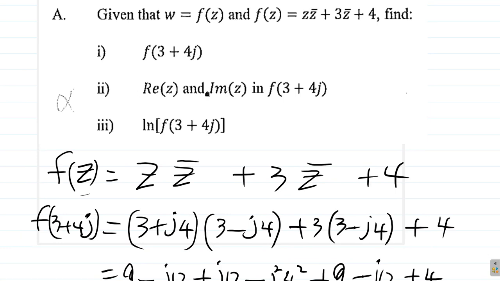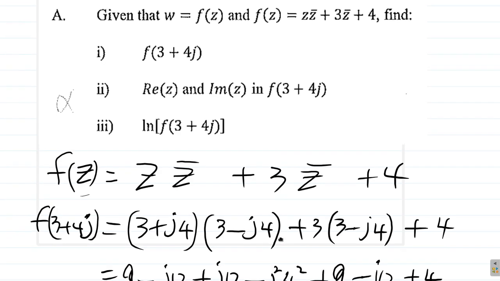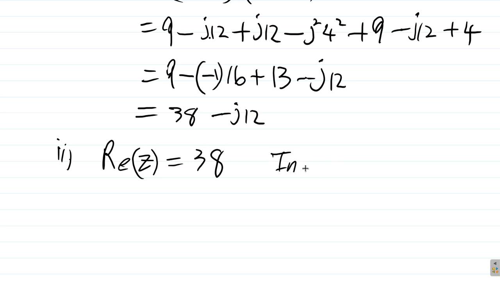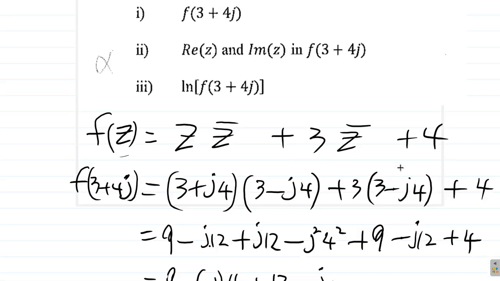Part 2. What's the real and imaginary part in f of 3 plus j4? Well, part 2, the real part of z would be 38, right? And the imaginary part of z would be negative 12. Not j12, just negative 12, alright? That's the imaginary part. Because it's j times the imaginary part. Let's see what else is here.